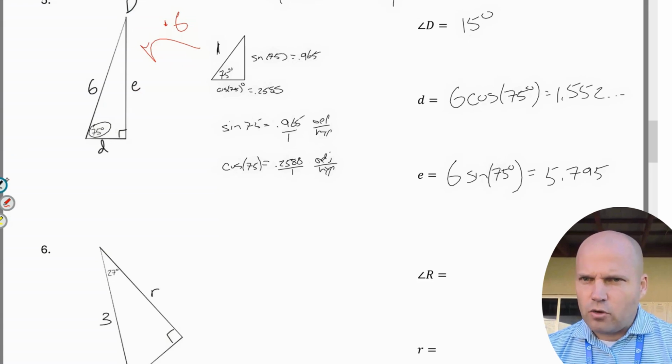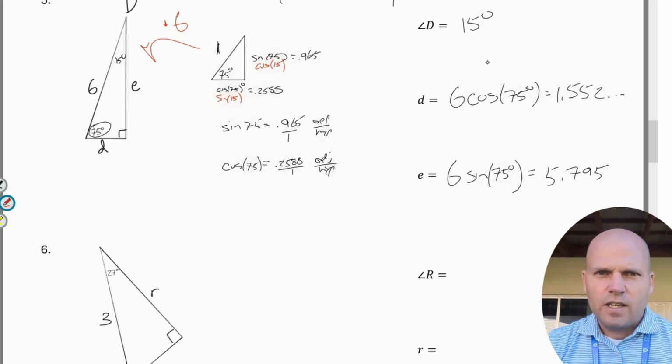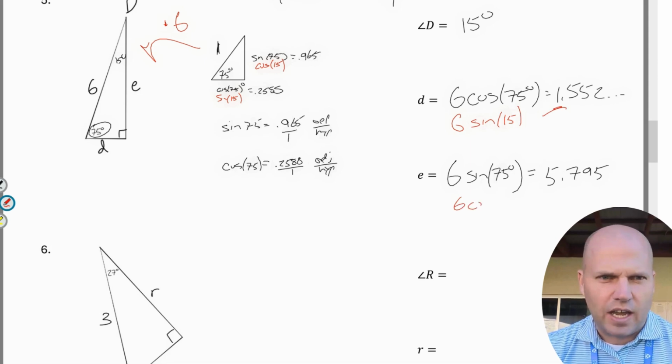Could we have also used this angle 15? Yes, if we use this angle 15, we would have found that this was the sine of 15. This was the cosine of 15. We could have taken 6 and multiplied by the sine of 15. We would have gotten that same number. We could have taken 6 and multiplied by the cosine of 15. And we would have gotten that same number.